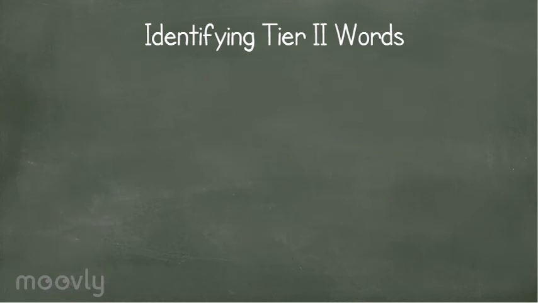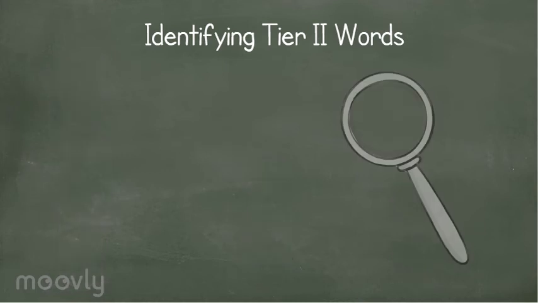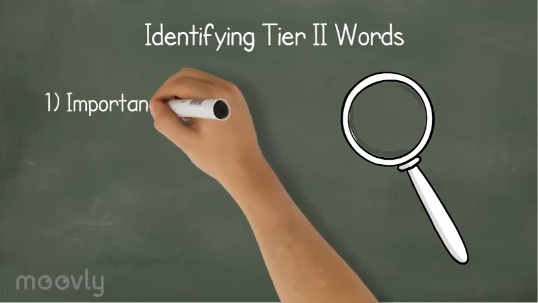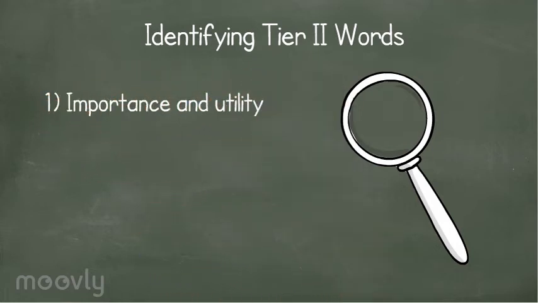Now let's talk about the criteria for identifying Tier 2 words. The first thing to think about is whether or not the word has high utility and importance in the classroom. An example of a group of words that would be of high utility and importance are verbs used in higher-level questions asked of students. Verbs such as justify, interpret, and differentiate need to be taught explicitly so students know how to organize their thinking when faced with these verbs in a question.